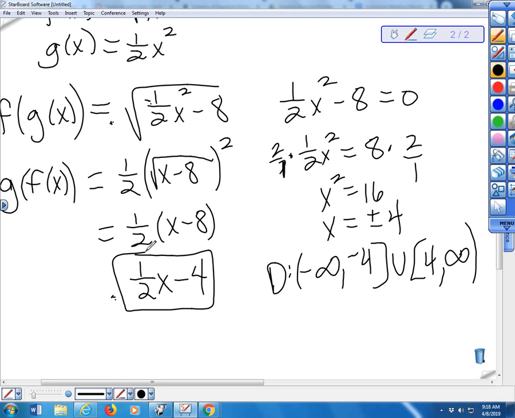Okay? Doing the composites for students, once you figure it out, isn't too bad. Finding the domain is probably the hardest part about this section. All right. That's it.